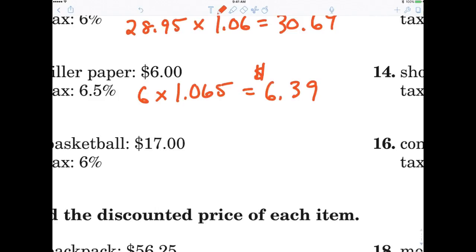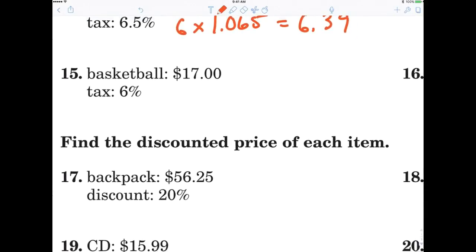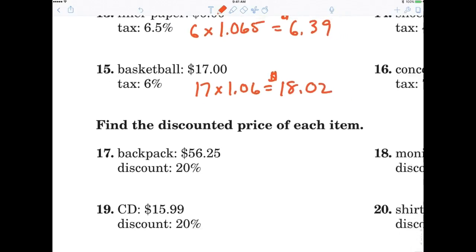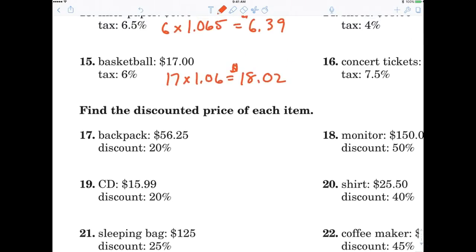Understand what we're talking about. Now you're going to buy a basketball at 6% tax. So you take 17 and multiply it by 1.06. That's $18.02. Now I need your attention here, please. Yes, sir. How do you know how many zeros to put behind? Well, it's 100% plus 6%, which is 106%, right? So you move the decimal 2 places, always.